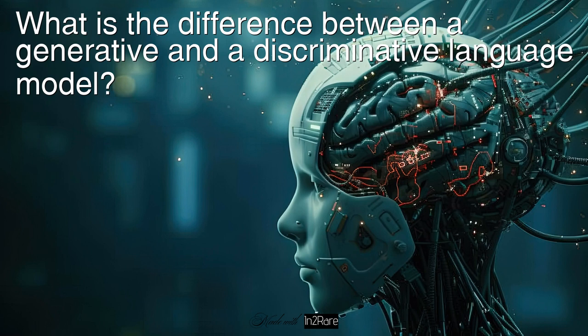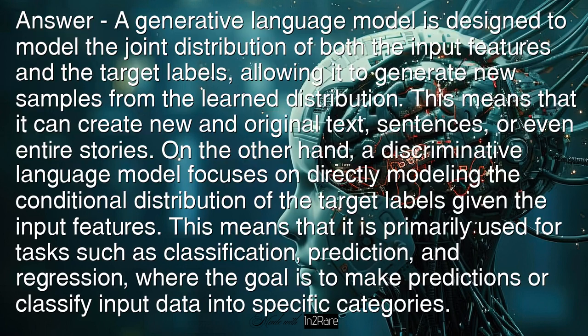What is the difference between a generative and a discriminative language model? Answer: a generative language model is designed to model the joint distribution of both the input features and the target labels, allowing it to generate new samples from the learned distribution. This means that it can create new and original text, sentences, or even entire stories.